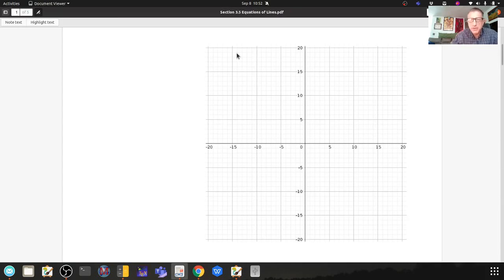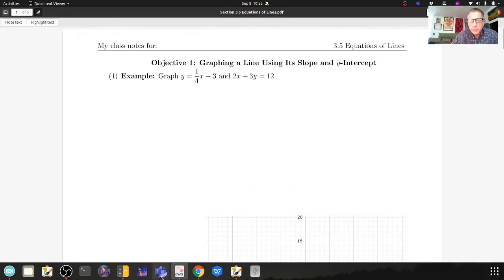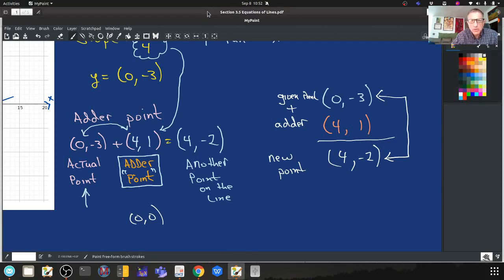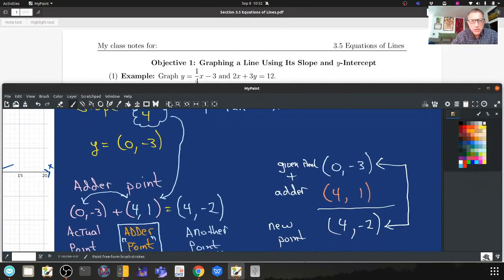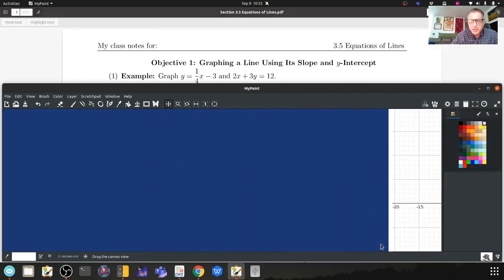So let's do another one. So get us some clear space over here. So here, again, there's so many different ways to do this. But by the objective, we're supposed to use its slope and its y-intercept. So again we're on number 1, we have 2x plus 3y is equal to 12. So I have to convert this to slope-intercept form. That means solve for y.